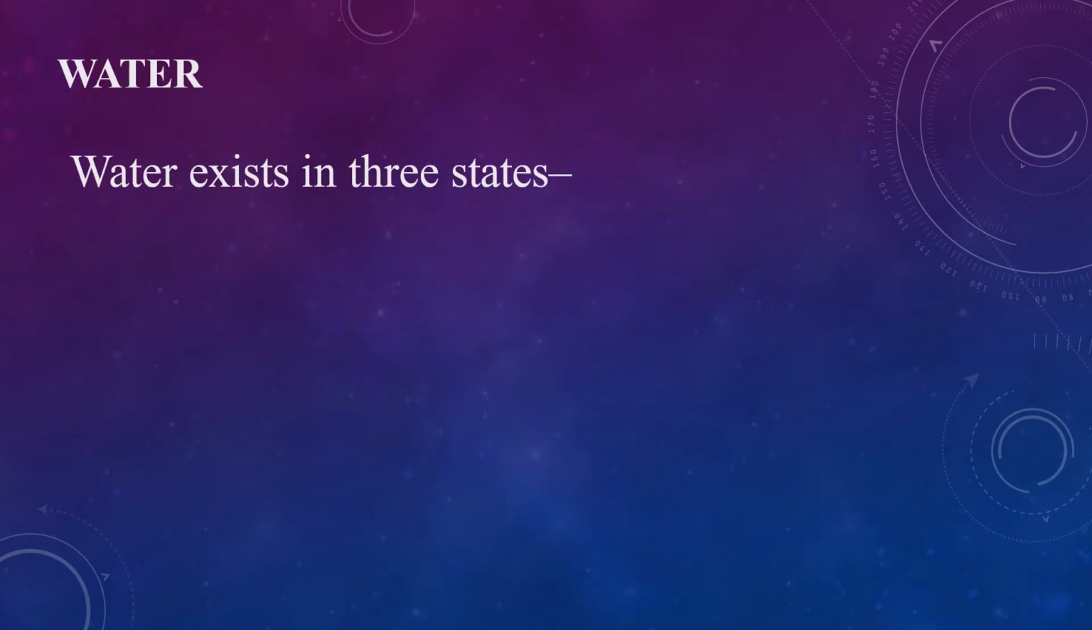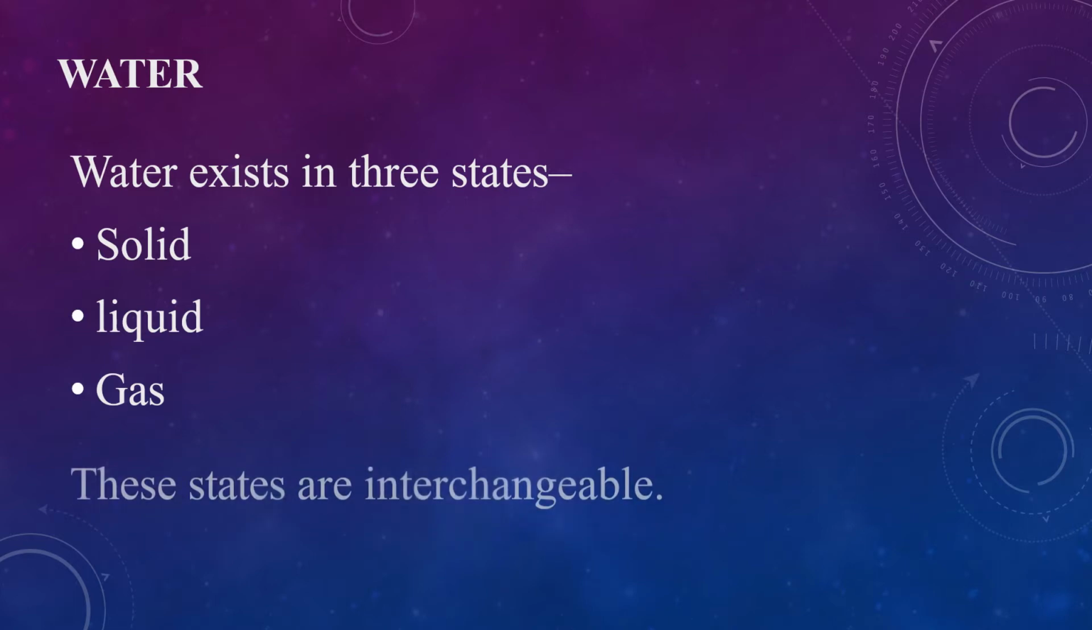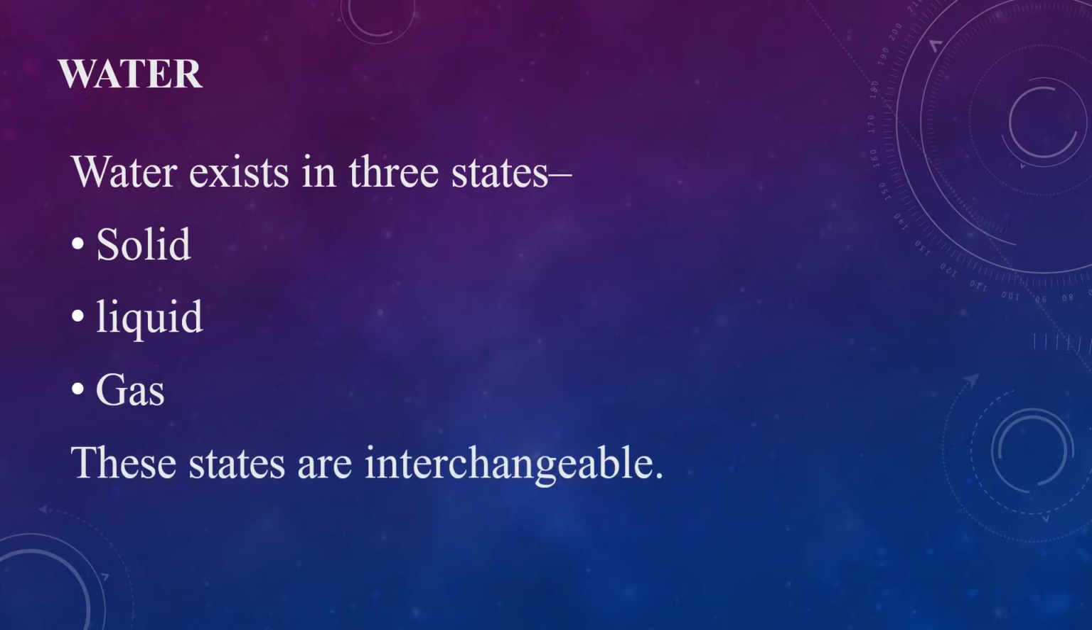Water exists in three states. What are the three states? The first one is solid, and the example of solid is ice cube. I hope all of you know what is ice cube. Second one is liquid. And the third state is gas. These states are interchangeable.